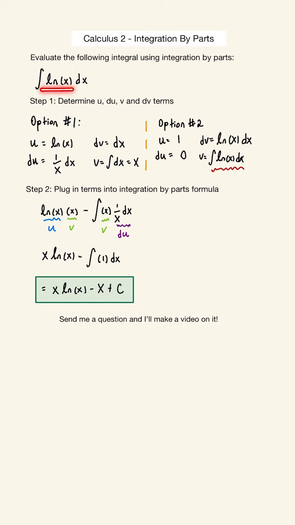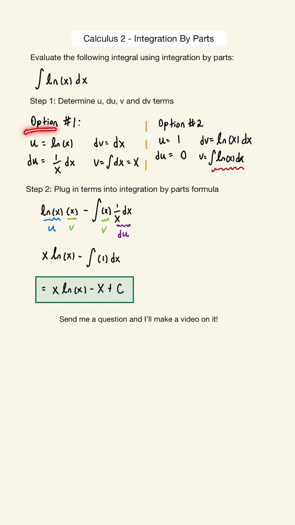So here we have the integral of ln of x dx, and really we have two options when determining our u and dv values. We can either select ln of x to be our u, or we can select ln of x to be our dv. So we can go ahead and look at two different options where for option number one, we're going to select ln of x for our u term, and for option two, we're going to select 1 as our u term, or just a constant. So here we have it.